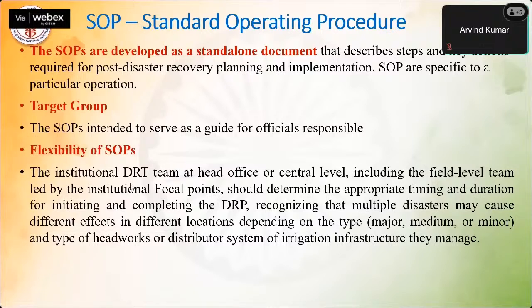Okay. So the institutional disaster response teams, DRTs, at head offices or central level, including the field level team led by the institutional focal point, should determine the appropriate timing and duration for initiating and completing the disaster response plan. Recognizing that multiple disasters may cause difficulty, if there is a change in the situation, it can lead to a situation in which it will be difficult for somebody to follow the SOP in the interest of the situation.